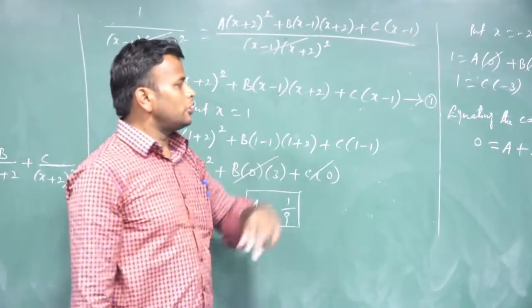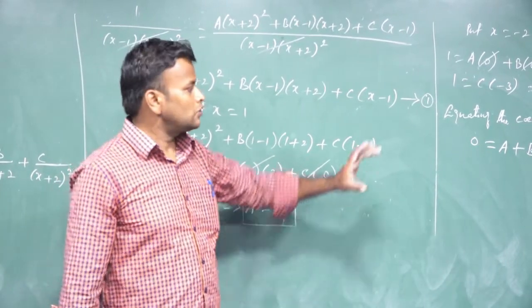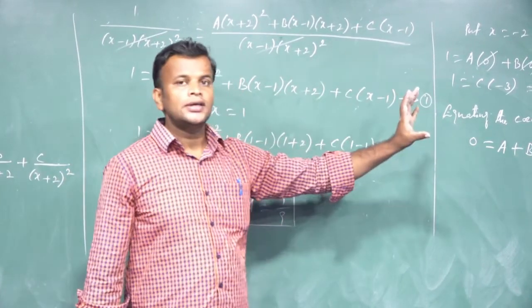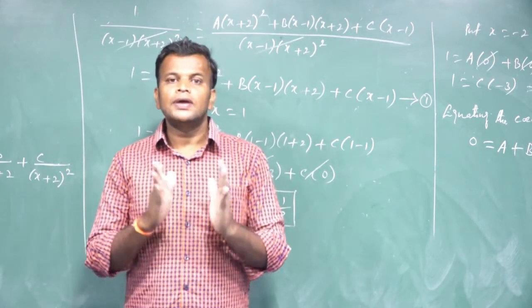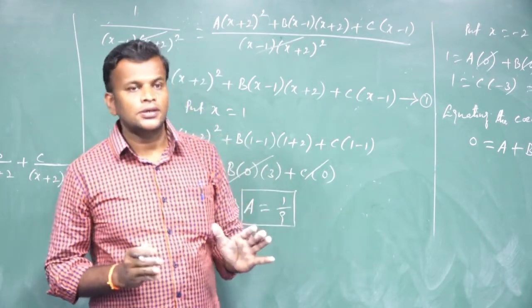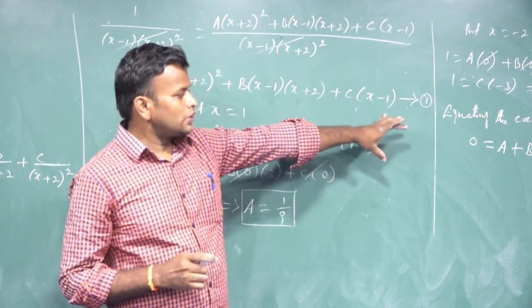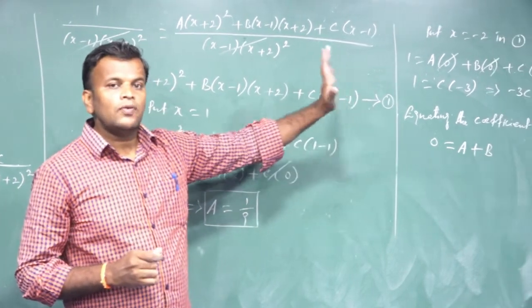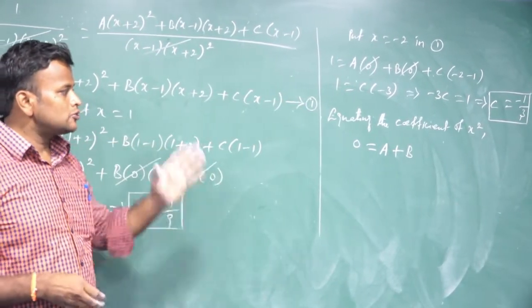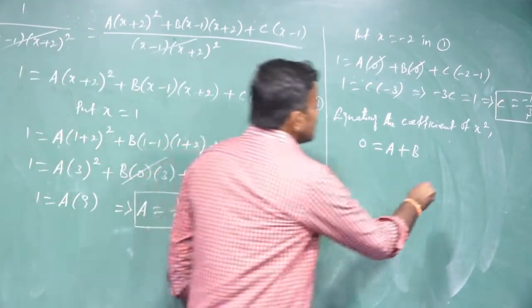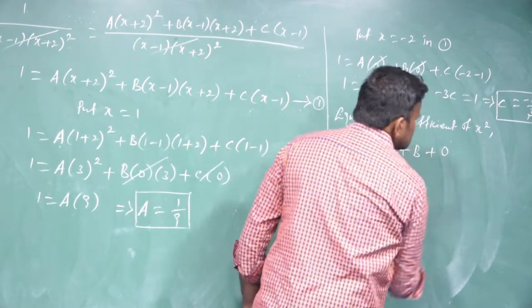Next, here there is no coefficient of x square term. So it's a new concept and also it's important. You see, coefficient of x square term equating means in LHS and RHS, we write the coefficient of x square terms. In LHS there is no coefficient of x square term, so 0. In the first term the coefficient of x square is a. In the second term the coefficient of x square is b. And in the last term also there is no coefficient of x square term, so 0.